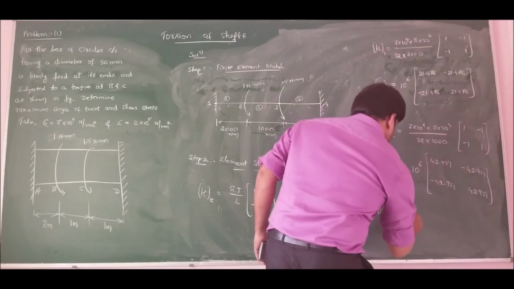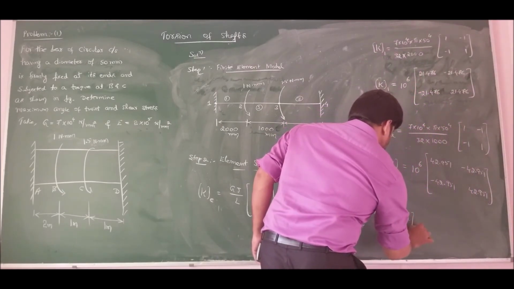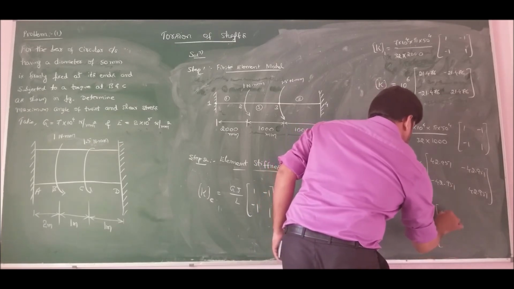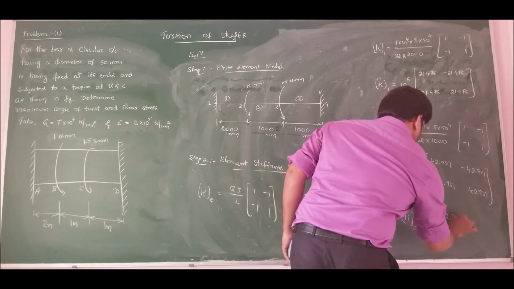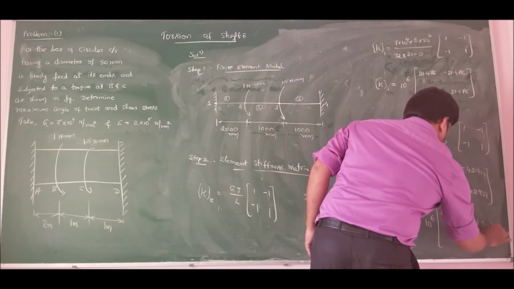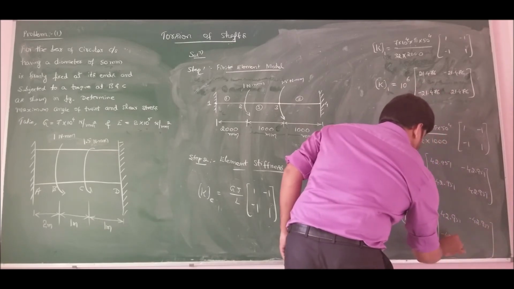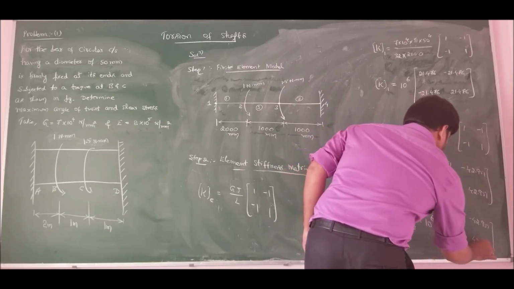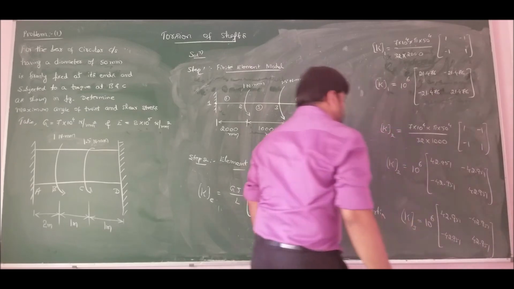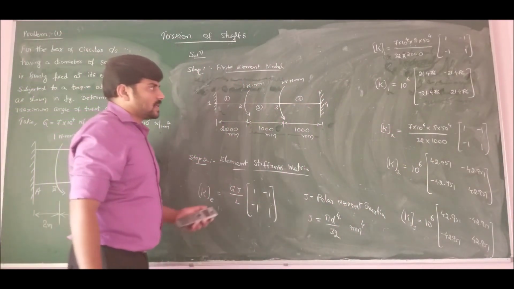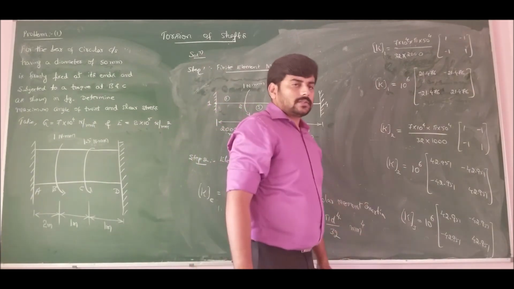So K3 is also equal to 10 to the power of 6 into 42.951, minus 42.951, minus 42.951, and 42.951. So this is step 2, the element stiffness matrices for element 1, element 2 and element 3.